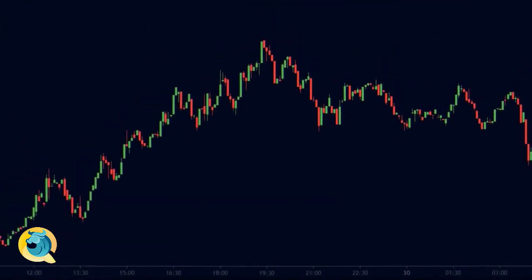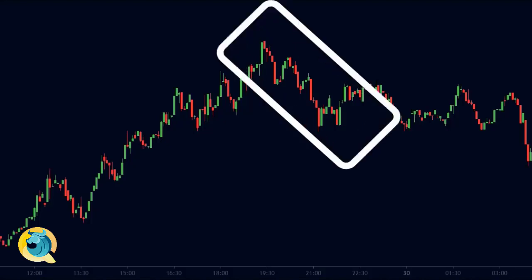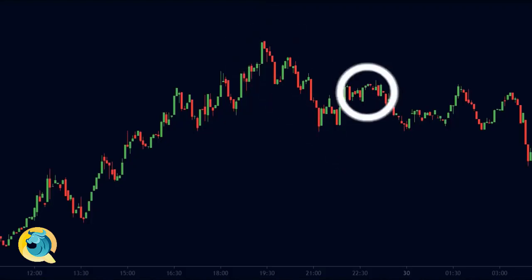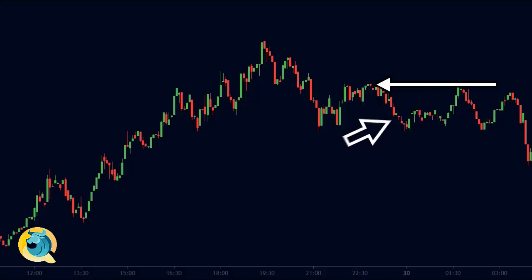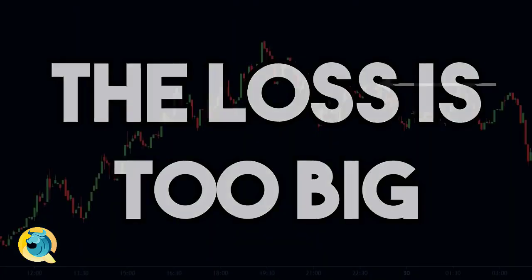Let me explain. Let's say that you watch the price make this massive up move. So, you think that the price is in an uptrend. Then you see the price make this pullback. You decide that it is a good opportunity to buy here. So you buy the stock at this price. As soon as you buy, the price tanks down. You realize that the trend has already changed, but you are too afraid to vacate your position. The loss is too big.